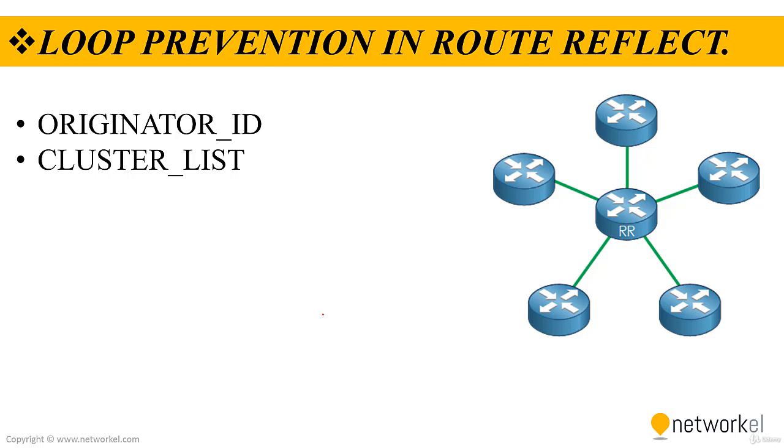When it comes to the cluster list, this non-transitive BGP attribute is updated by the route reflector. This attribute is appended, that means not overwritten, by the route reflector with its cluster ID. By default, this is the BGP identifier. If a route reflector receives an NLRI with its own cluster ID in the cluster list attribute, the NLRI is discarded.